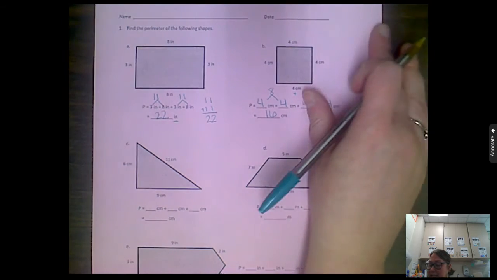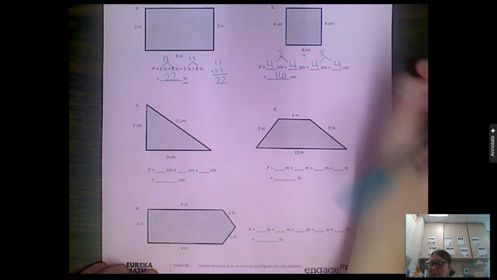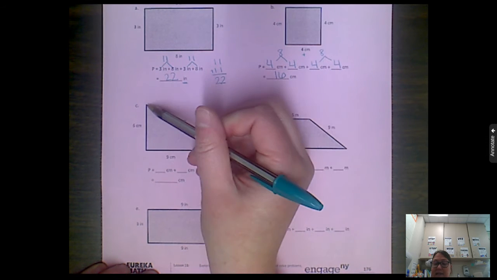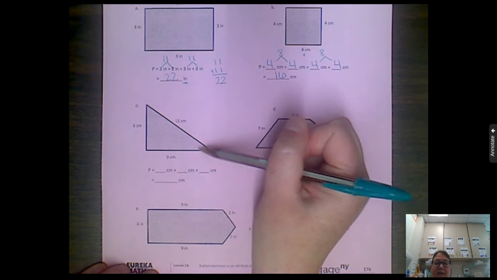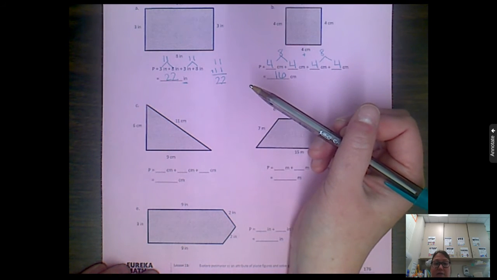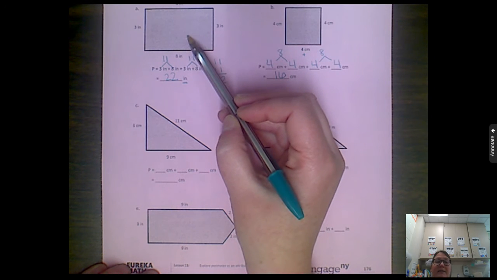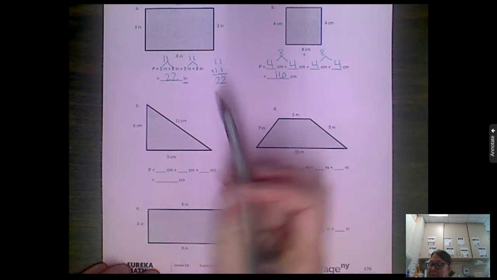All right, so for C, what shape is this one? This is a triangle, right? So we want to find the perimeter or the distance around the outside of the triangle. Take your pencil and just kind of lightly trace around the outside. So we just want to remember that perimeter is the distance around the outside of a shape, and area is when we find how much space, how many square units take up the inside of a shape, okay?